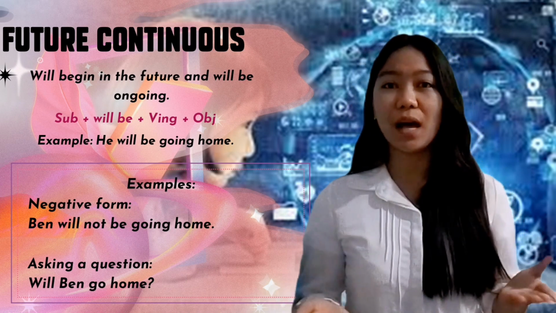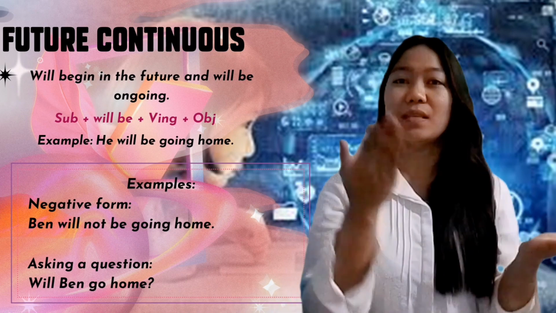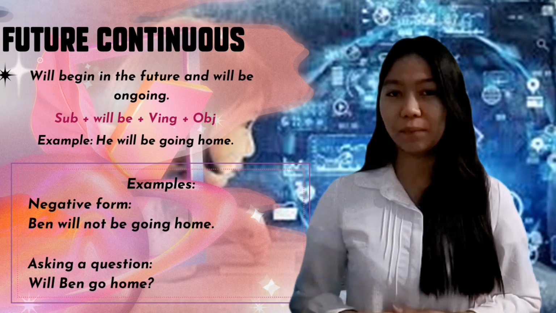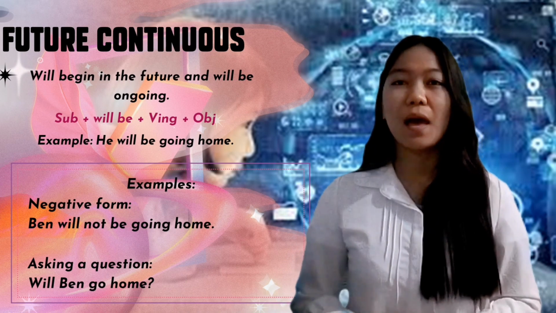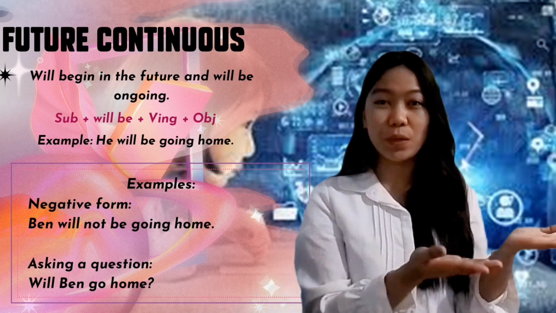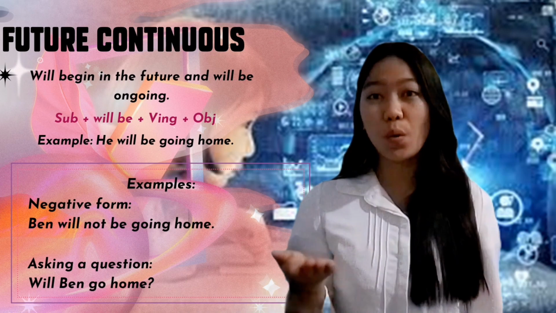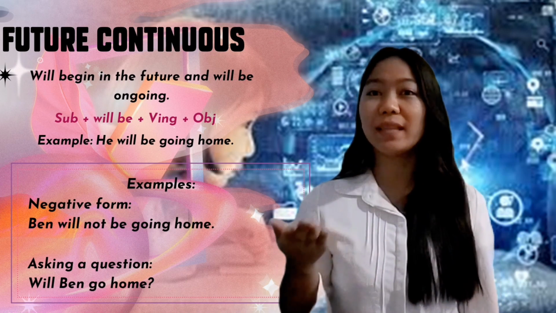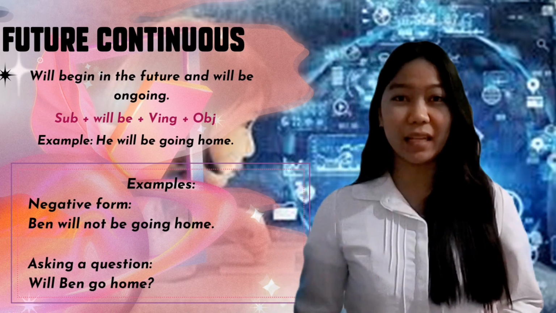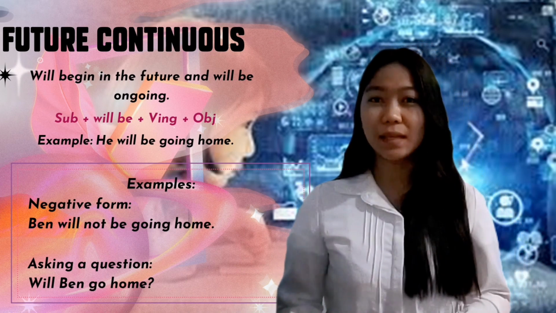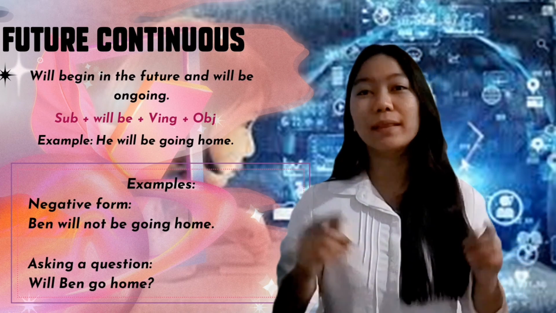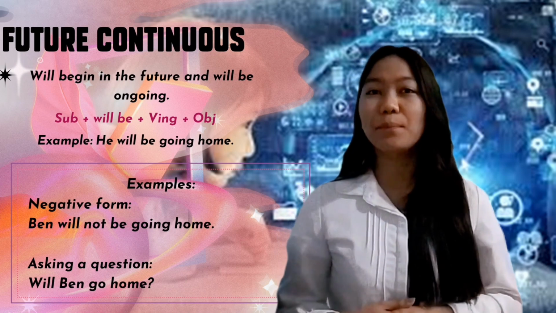It has a formula of will plus be plus the present participle, or the root verb with an -ing. Let's have an example: Ben will be going home. It is the subject plus will plus be plus going, which is the present participle, and the object, home. How about we make it in negative form? It will be: Ben will not be going home. Simply put not between will and be.